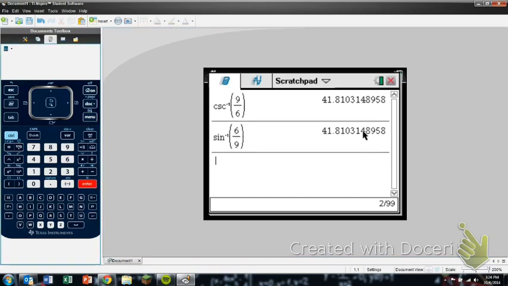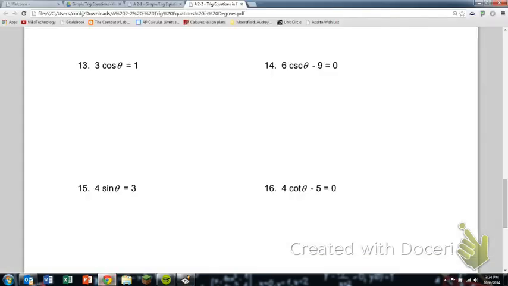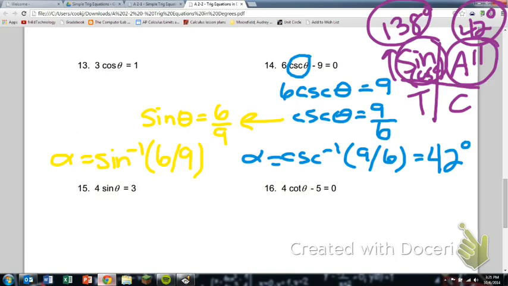Notice we get the same answer either way because cosecant and sine are reciprocals. So if the cosecant of an angle is 9 over 6, then the sine of the angle is 6 over 9. We're talking about the same angle. So they're both going to be 42 degrees. So you'd still work the problem the same way. All right, so here your answers would be 42 and 138.